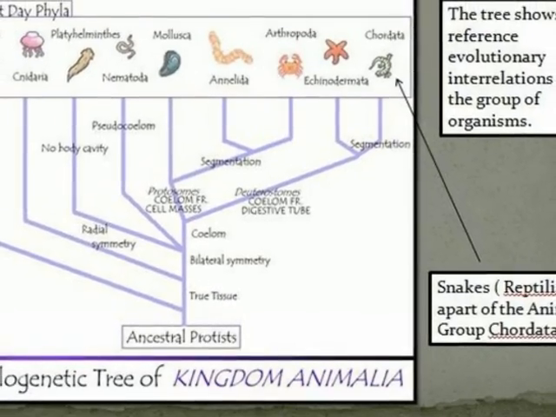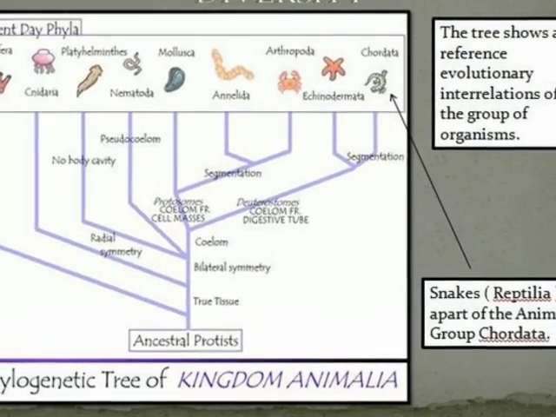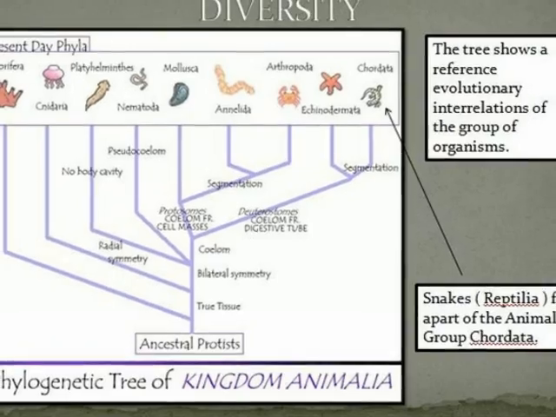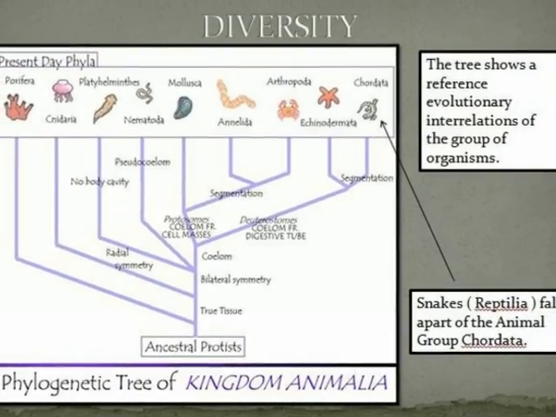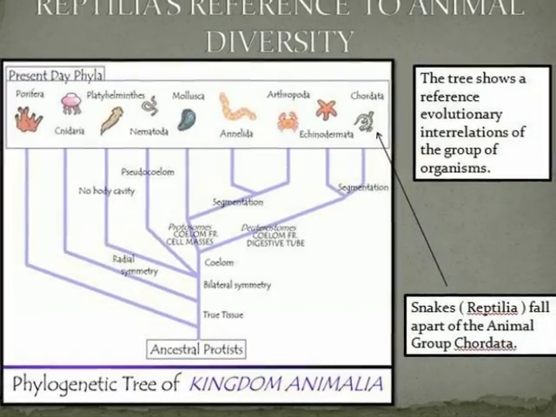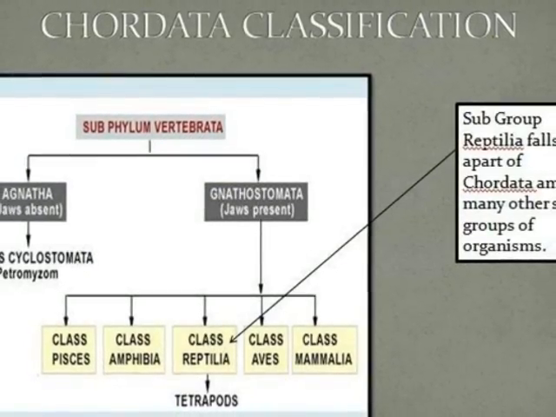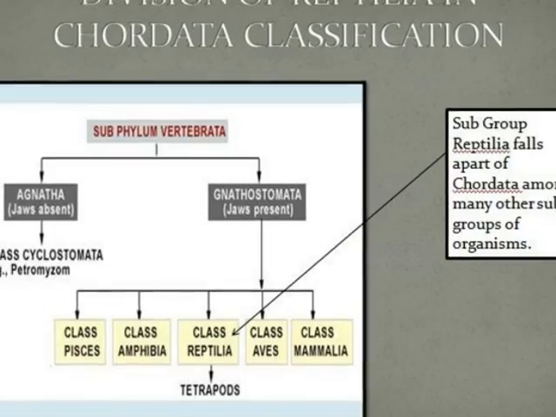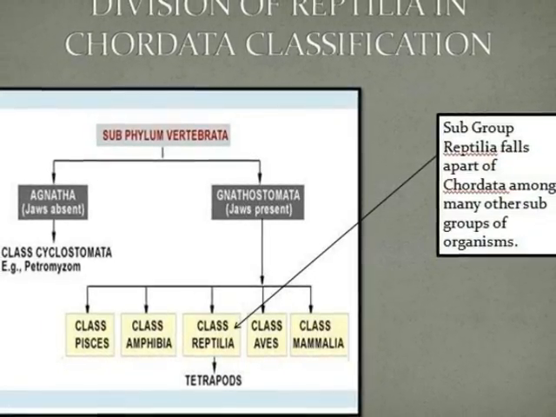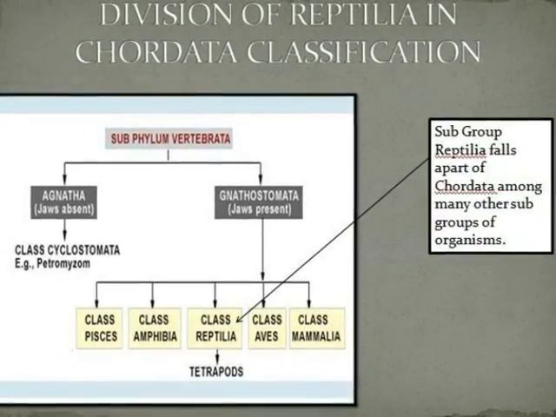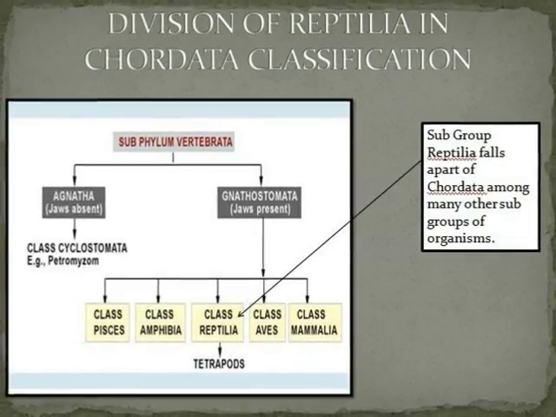This is a diagram of Reptilia's reference to animal diversity. The tree shows the evolutionary interrelations of a group of organisms. Snakes, which are a part of Reptilia, are part of the animal group called Chordata. The subgroup Reptilia falls as a part of the Chordata among many other subgroups of organisms, and this diagram depicts this.